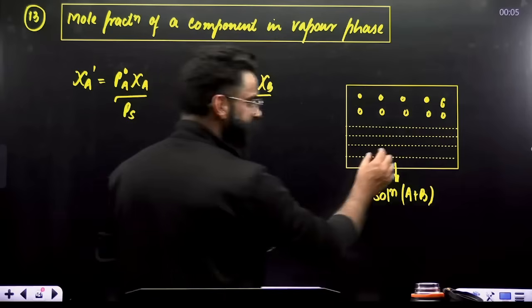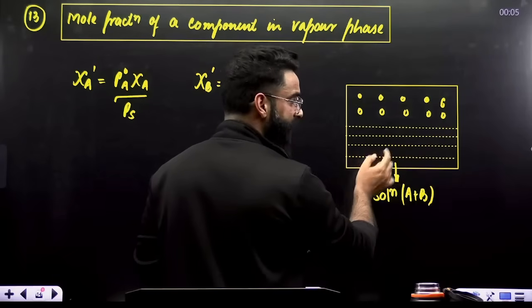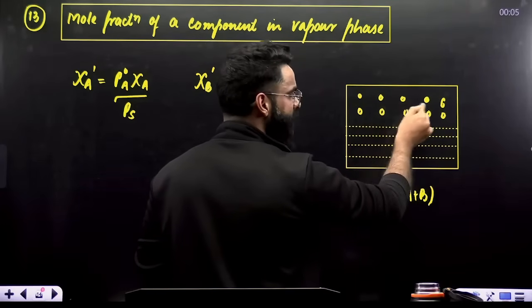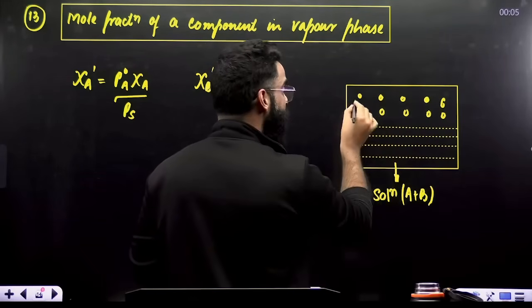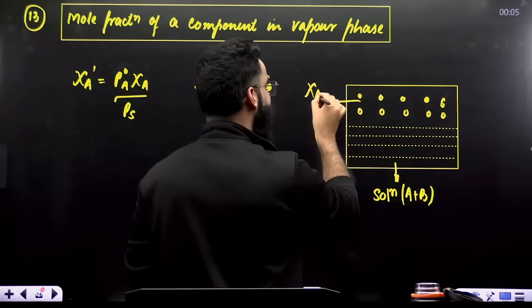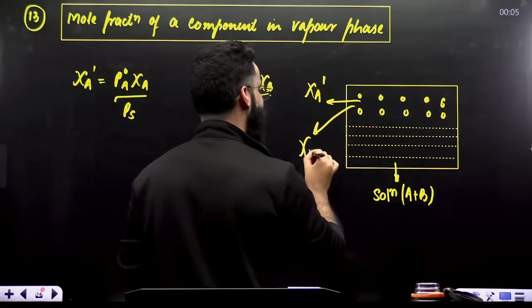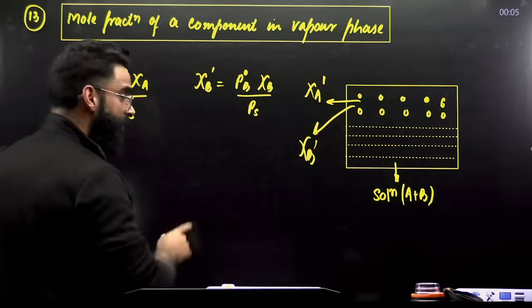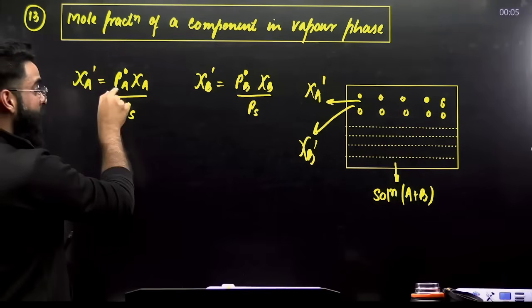For example, this is a solution of A and B. And over here, there are vapors of A and B. They'll ask you, calculate the mole fraction of A in vapor phase. Calculate the mole fraction of B in vapor phase. Remember these formulas directly. Mole fraction of A in vapor phase is equal to P naught A chi A by PS.